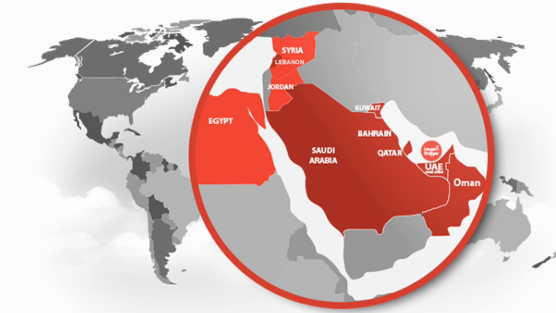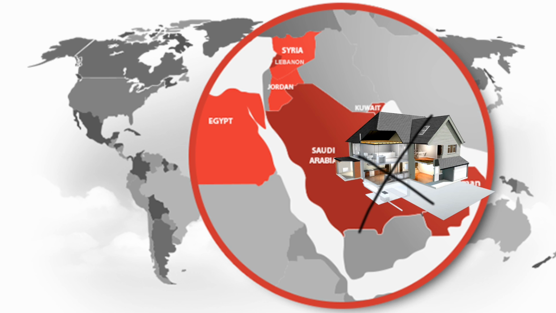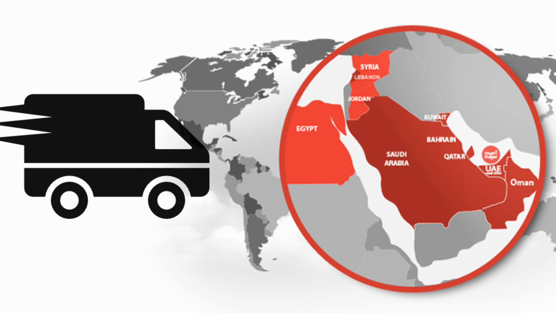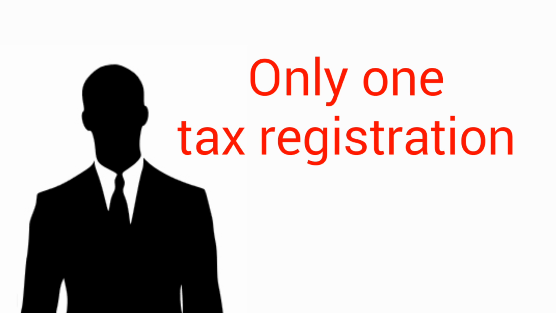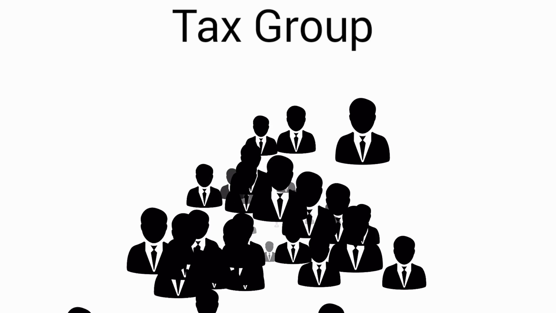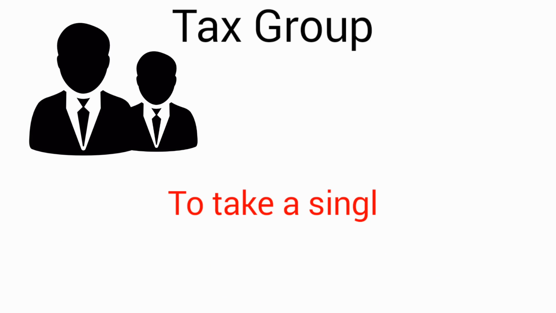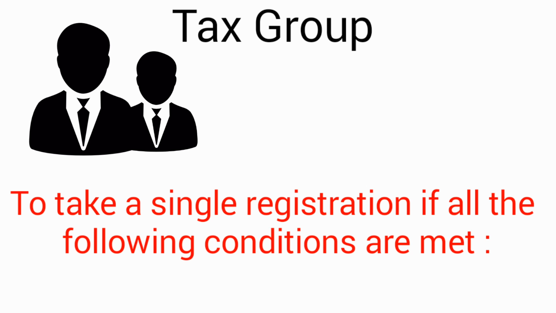A person not having a place of residence in the state or implementing state will have to get himself registered if it is making supplies to a resident consumer or unregistered person. A person shall be granted only one tax registration. The concept of tax group has also been introduced to allow two or more persons or entities to take a single registration if all the following conditions are met.